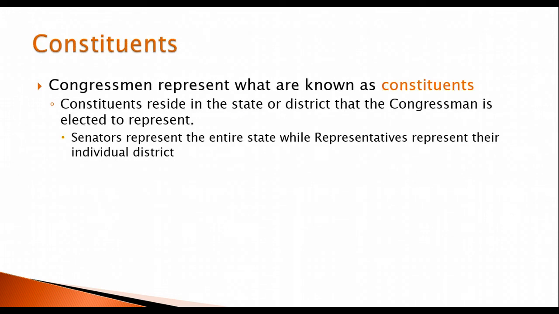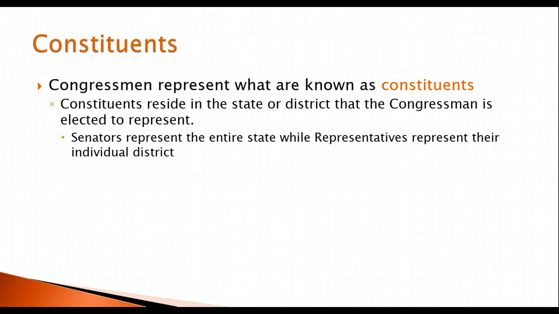Constituents. Congressmen represent what are known as constituents. Constituents reside in the state or district that the congressman is elected to represent. Senators represent the entire state, while representatives represent their individual district. There are a number of representatives that exist for each state, and each representative is going to only be responsible for representing a small portion of the state. Later on I'll post some links that show you the different districts that exist within the state of Florida and throughout the rest of the United States.